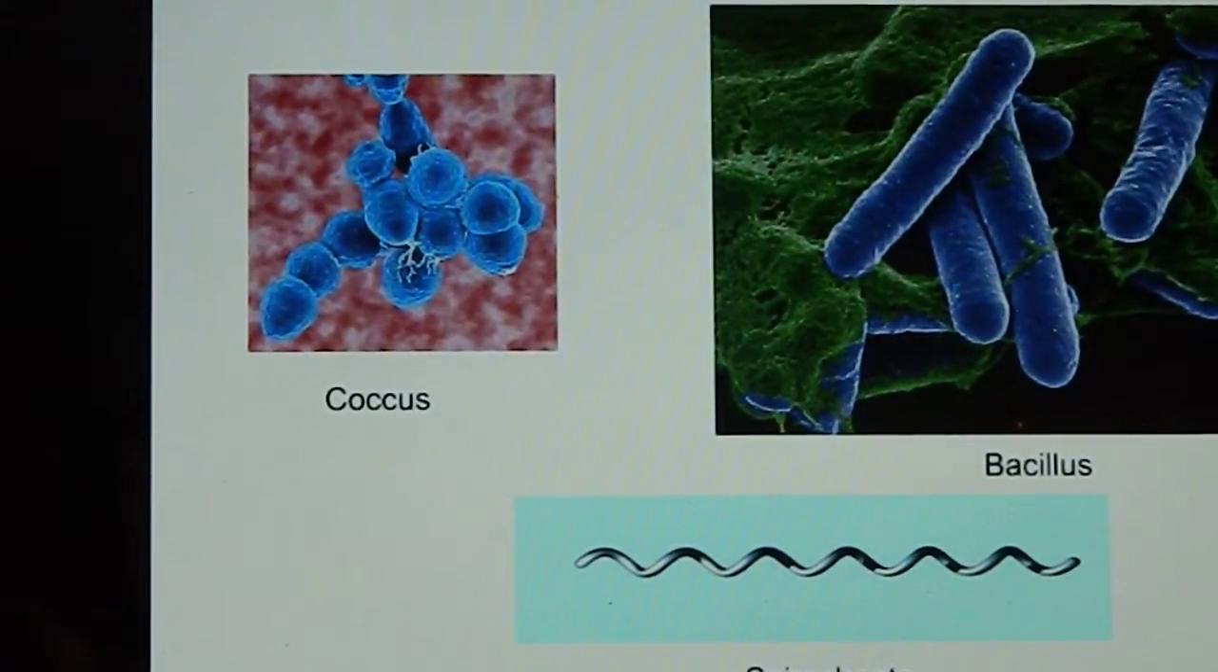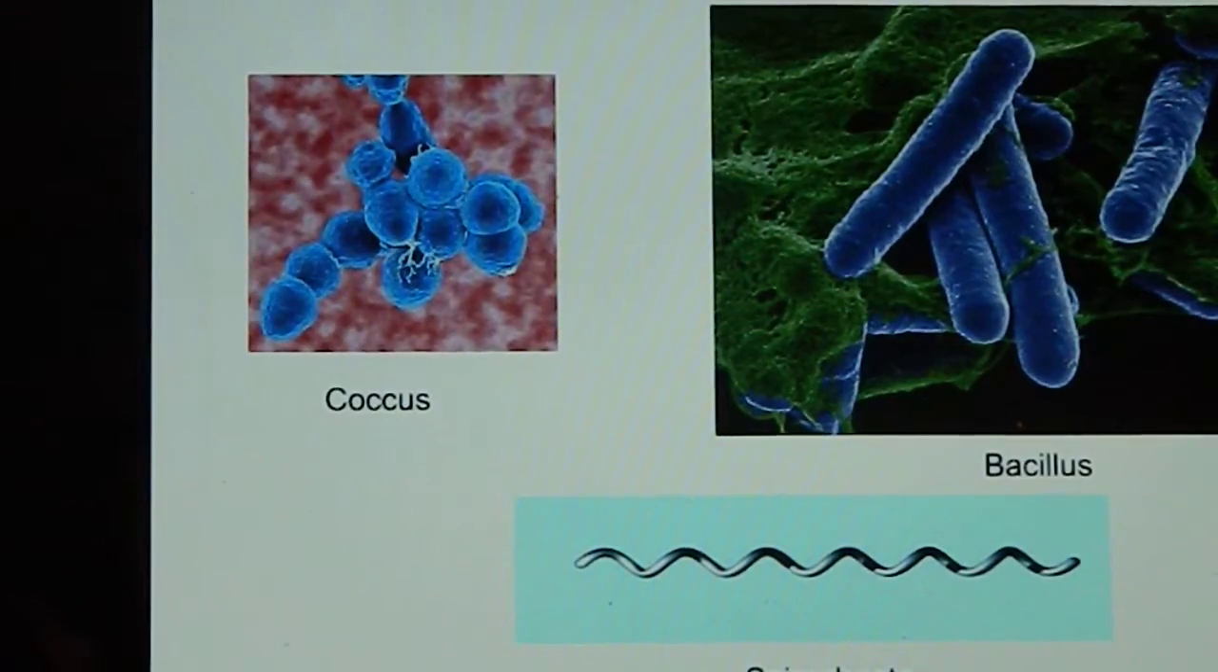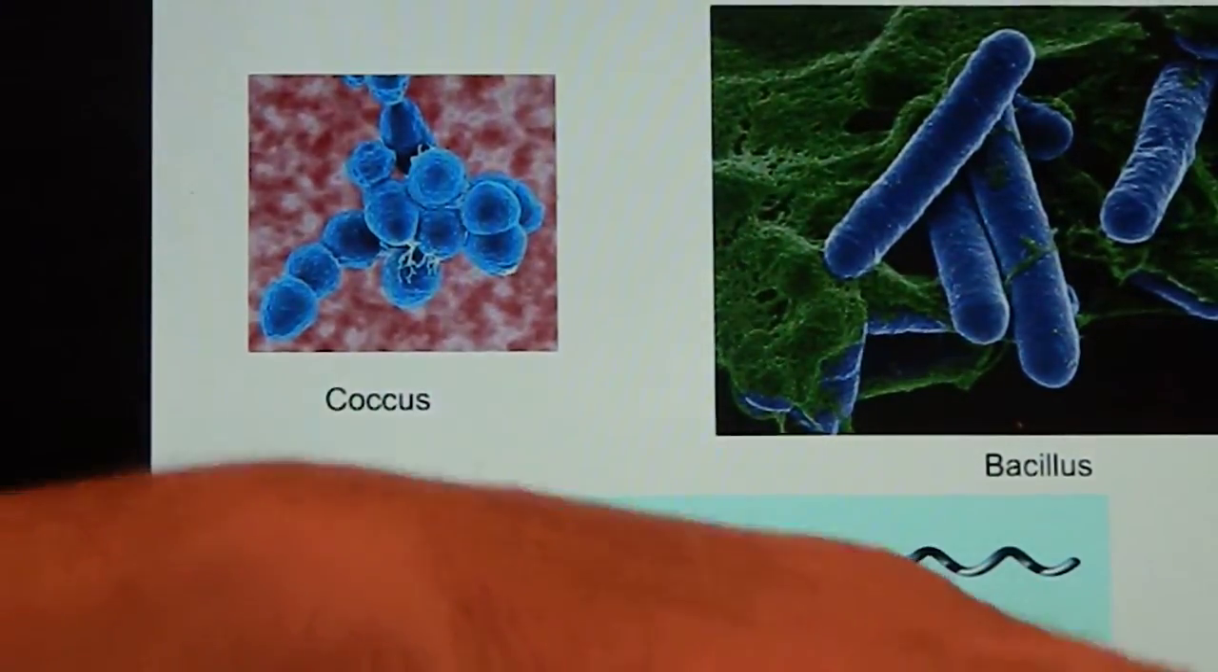And here are some examples of these. This is Staphylococcus, and you see the spherical-shaped bacteria. Over here is Clostridium, which is a bacillus, rod-shaped. And then you have these corkscrew ones. These are the spirochetes.